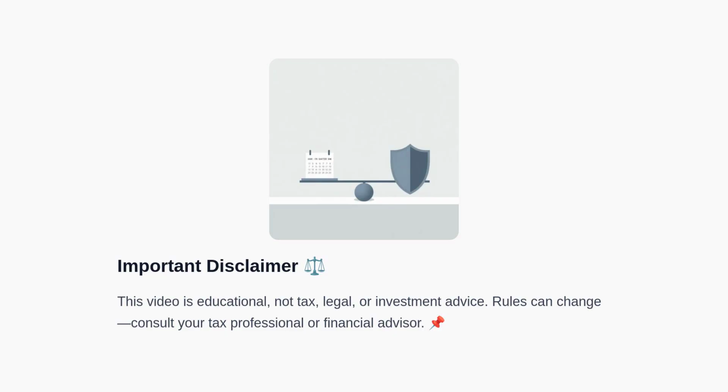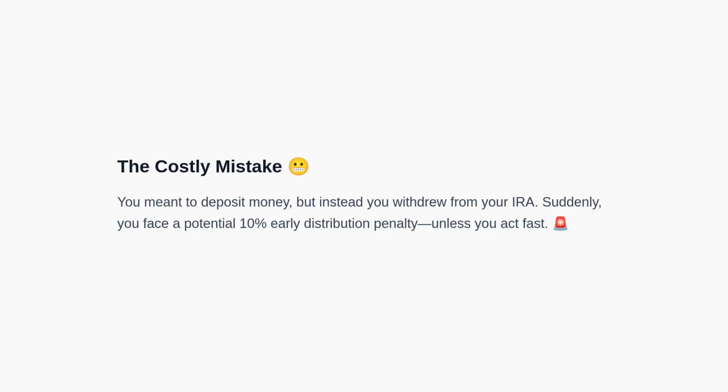With that important context set, let's transition to the common mistake that triggers the penalty. A common operational error is withdrawing money from your Roth IRA or traditional IRA when you intended to contribute. If you are under age 59 and a half, the IRS may consider this an early distribution, potentially subject to a 10% penalty and possibly income taxes. However, there is a window to fix it if you act fast. Let's move to the 60-day solution.